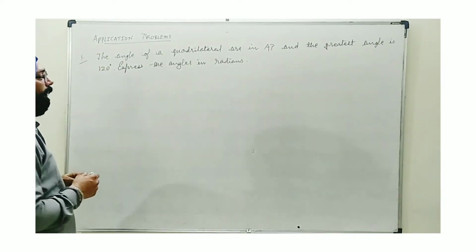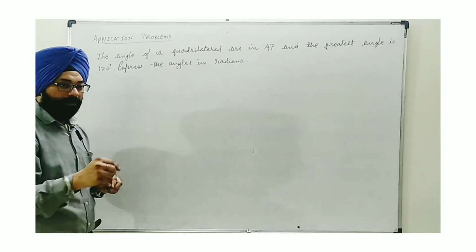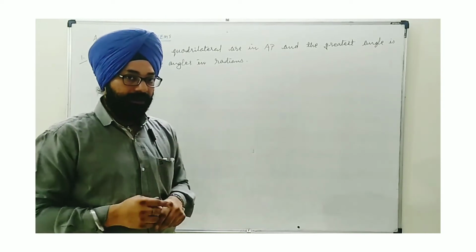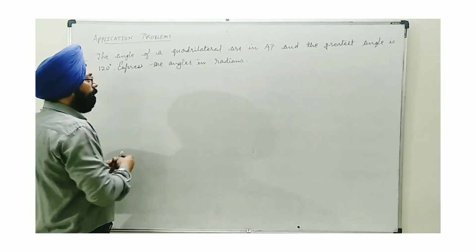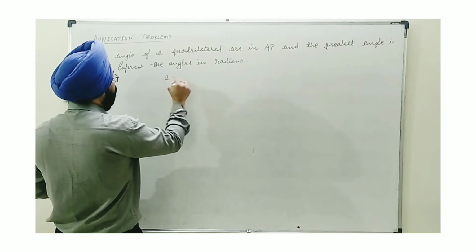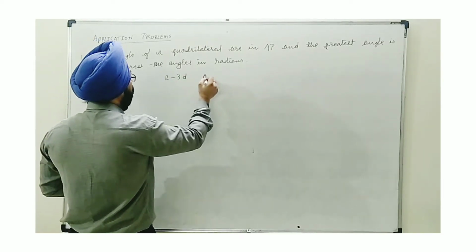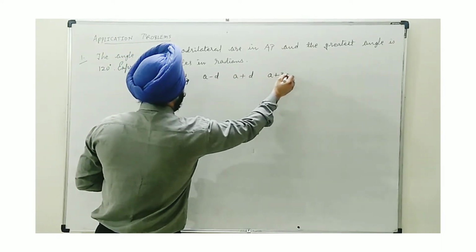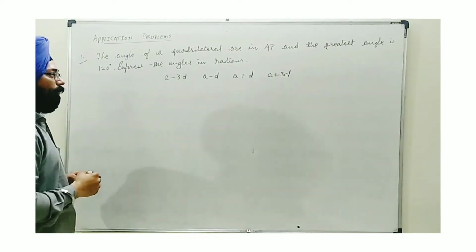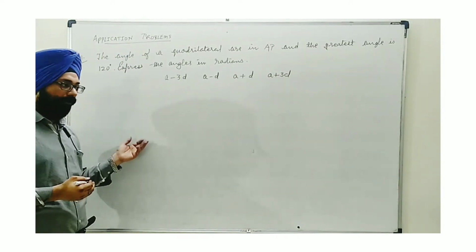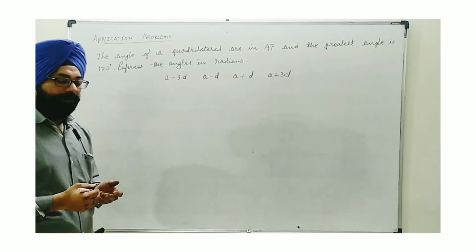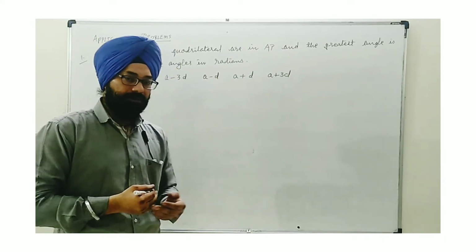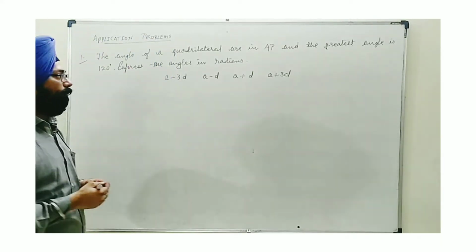First of all, we think of the angles of the quadrilateral in AP. As it was told in earlier classes, whenever four terms are in AP, you can consider the terms as A minus 3D, A minus D, A plus D, A plus 3D. Or you can apply the conventional concept also. You can take normally what we take as A, A plus D, A plus 2D and A plus 3D also. In those cases also you will get the answer. So I will tell you by both methods by the way.